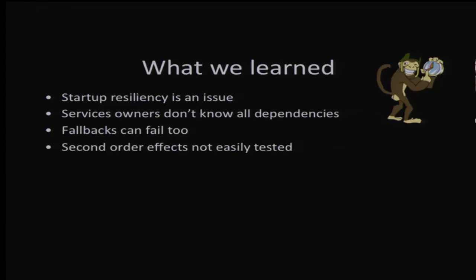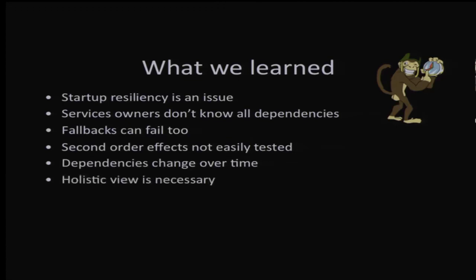Second order effects are also challenging to test. So this is where service A calls service B, which calls service C. You may call service C directly as well, and it's more challenging with this mechanism to set it up to do that. Dependencies will change over time, so again, even if you get it right now, it might not be correct later. And so a holistic view is really necessary to make sure we're testing this matrix and we're doing that on a regular basis.